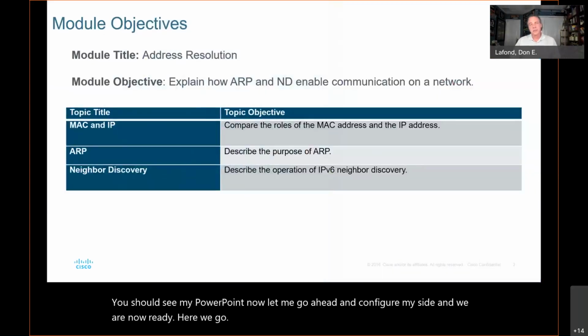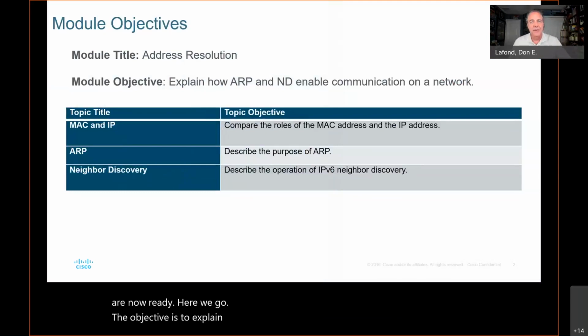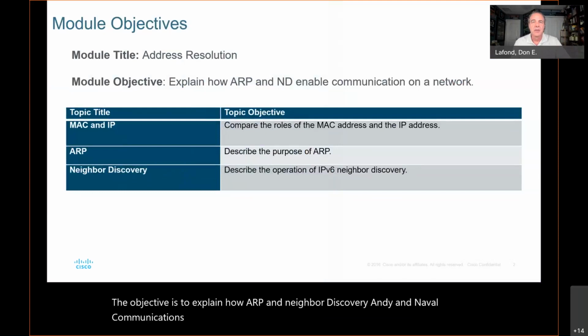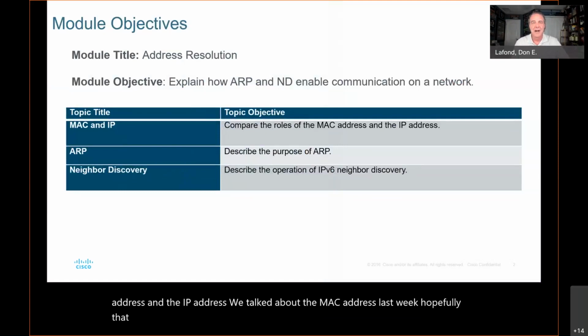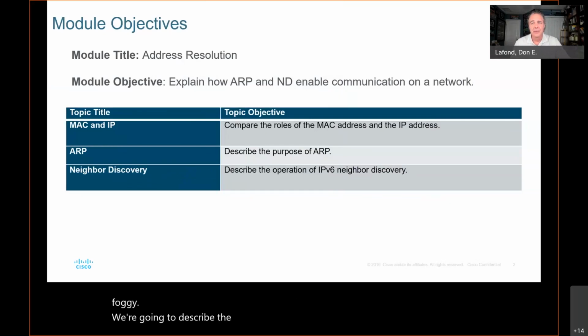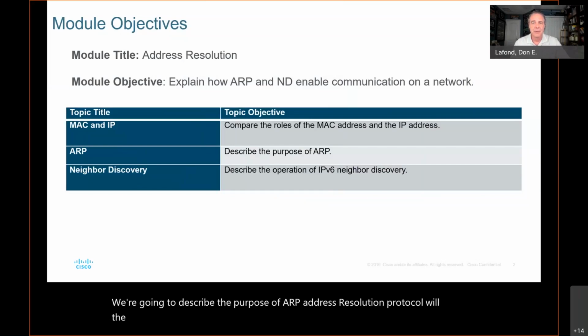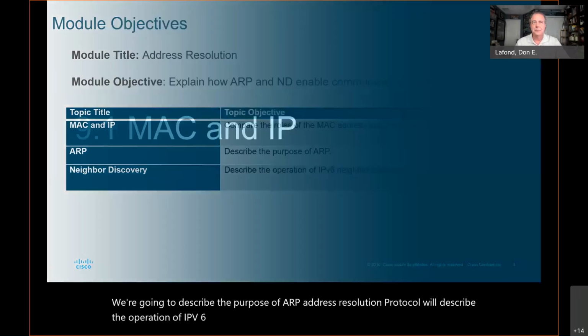The objective is to explain how ARP and Neighbor Discovery, ND, enable communications on a network. We're going to compare the roles of the MAC address and the IP address. We talked about the MAC address last week. Hopefully that isn't too foggy, and maybe today will be a little bit clearer if it is. We're going to describe the purpose of ARP, Address Resolution Protocol, and the operation of IPv6 Neighbor Discovery, ND.